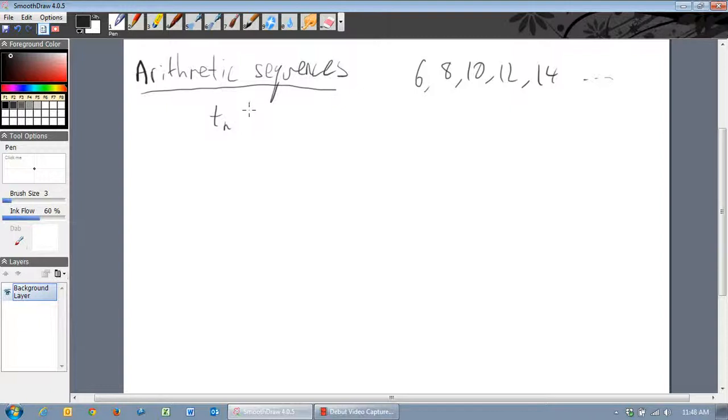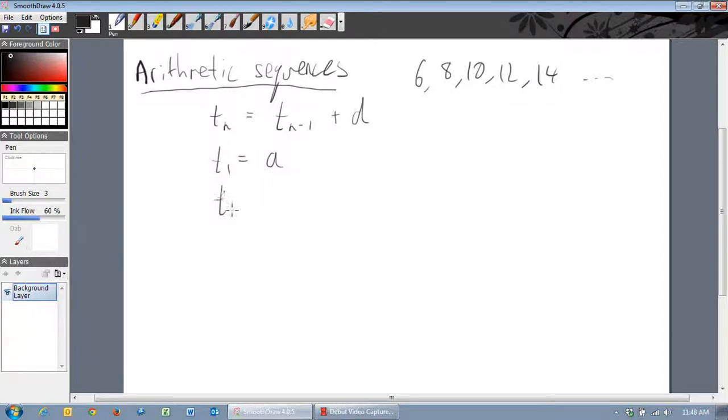I'll prove this in class, or you may have seen it already, but remember that an arithmetic sequence is defined by taking the previous term, so Tn, you take the previous term, Tn minus 1, and you add a certain difference. So D is the difference, and in this case the difference would be positive 2. That's just the definition of an arithmetic sequence. The first term we always call A.